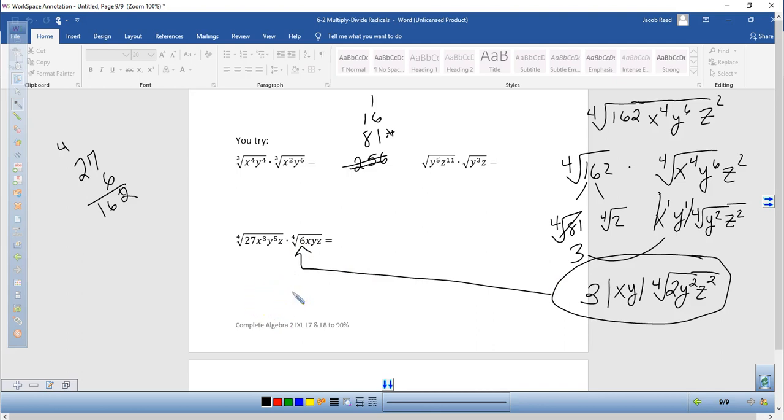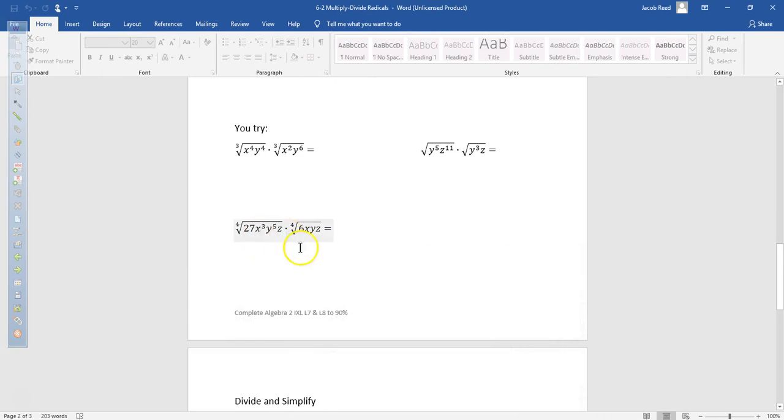Okay, that's everything we got for multiplication. Now you'll see down here my little cliff note: Complete Algebra 2, IXL, L7, L8 to 90%. L7 deals with multiplication. L8 is our division, which you can see on the next page. We've got divide and simplify, so we're about to do that now.